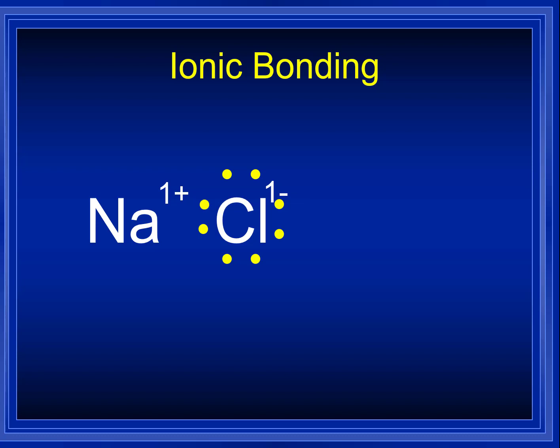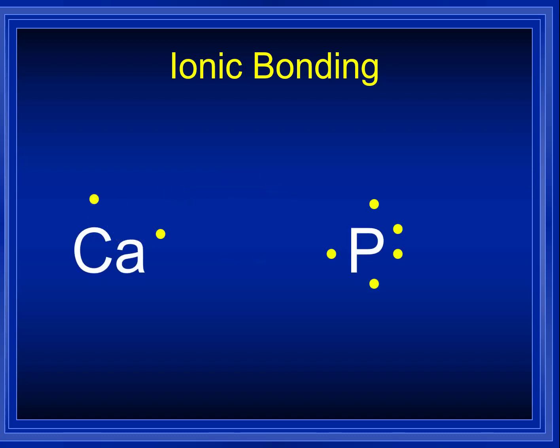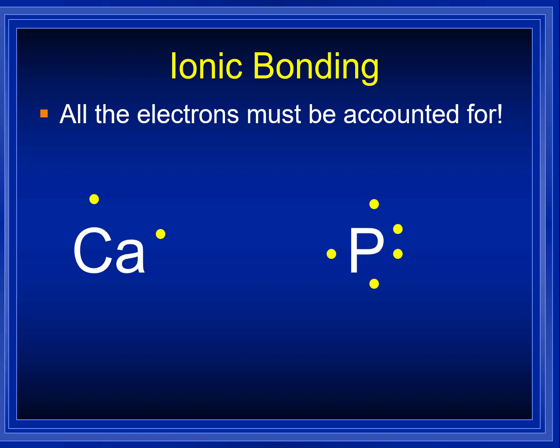What if I put together calcium and phosphorus? Calcium has 2 dots because it's in group 2A, an alkaline earth metal. Phosphorus in group 5A gets 5 dots. And here's the key. Every electron has to be accounted for, and everybody has to end up happy. So I got to empty all my metals and fill all my nonmetals.